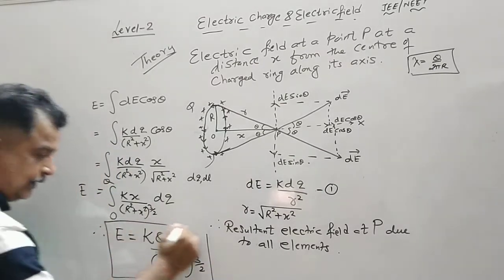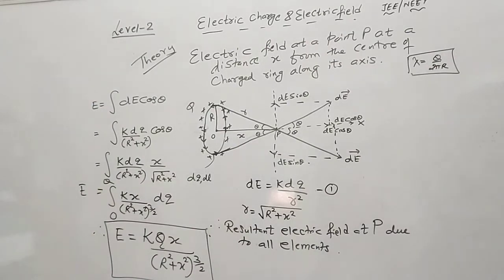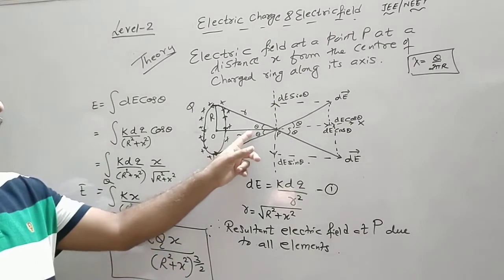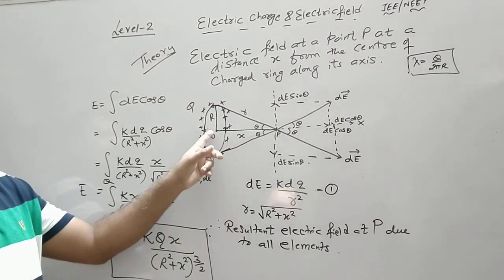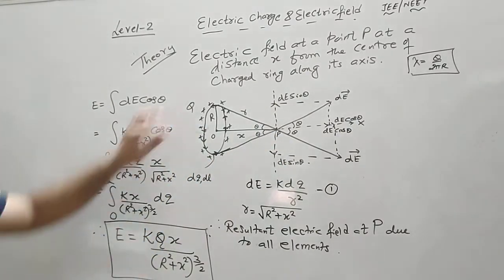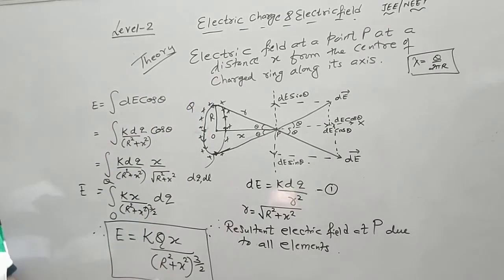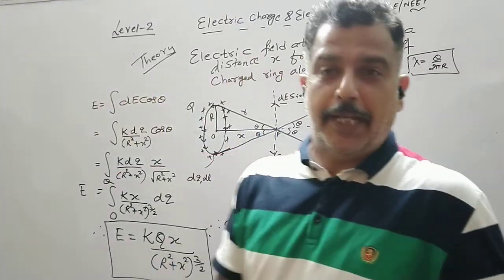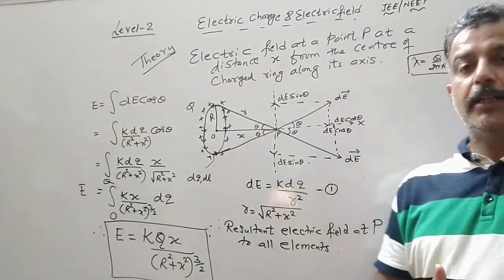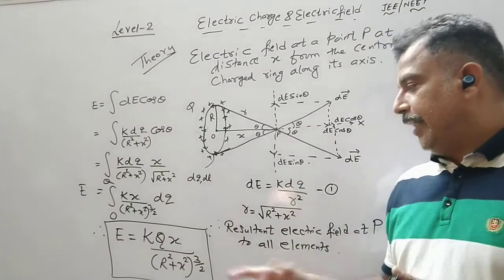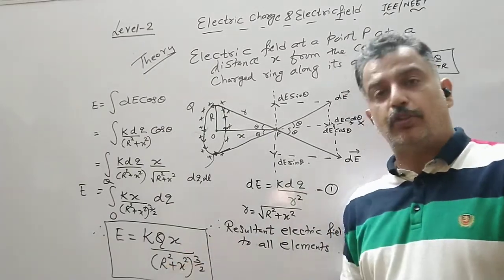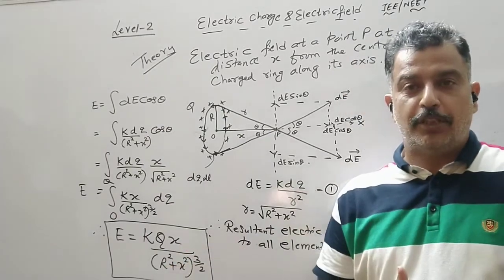So this is how the electric field intensity can be found. So here x is the distance of a point from the center of the ring and capital R is the radius. So you have to remember this formula, which can be directly applied to our MCQ number 19, where x is also given, R is also given. You have to simply substitute the value.